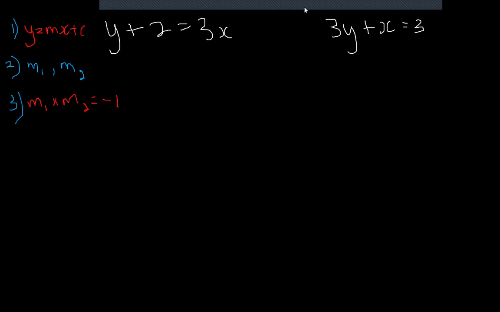First step, we want to write it in the form y is equal to mx plus c. So looking at this first equation, this would be y is equal to 3x minus 2, because we minus 2 on both sides. That's my first equation. Next equation, 3y minus x on both sides, so this becomes 3 minus x.